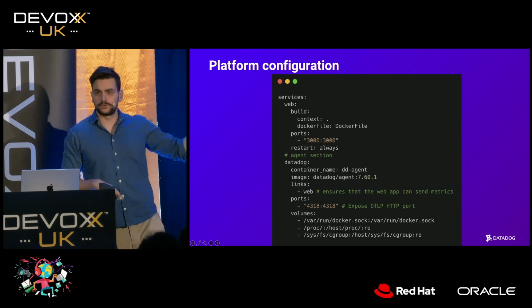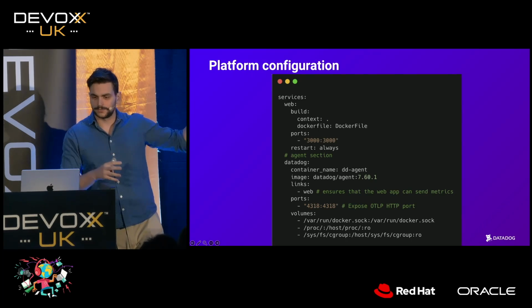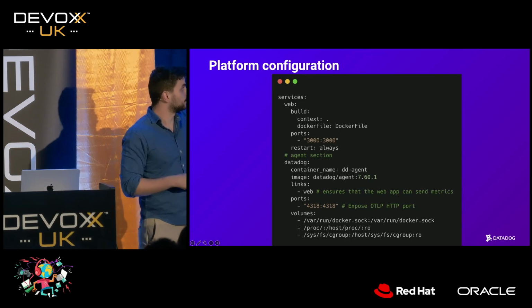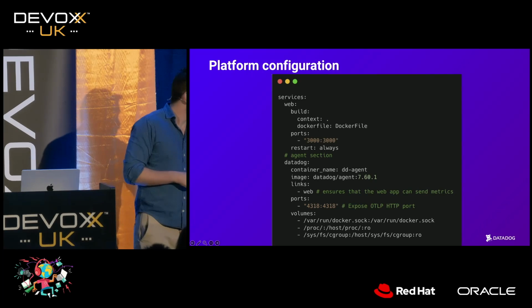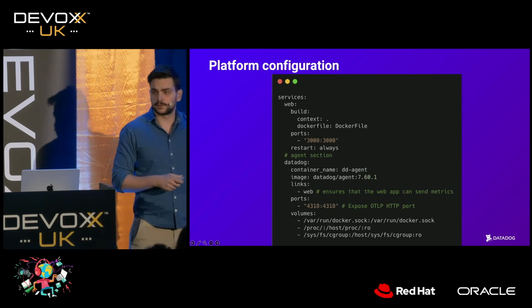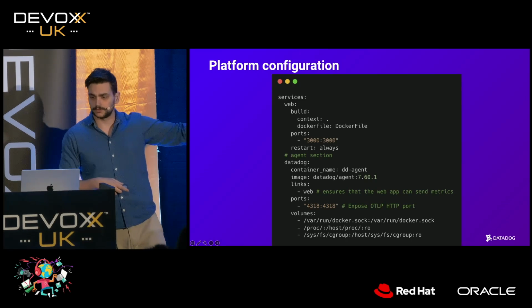In terms of Docker, this is the Docker Compose. So we have just my web app with a Dockerfile and the agent or the exporters, the OpenTelemetry exporters that you want.